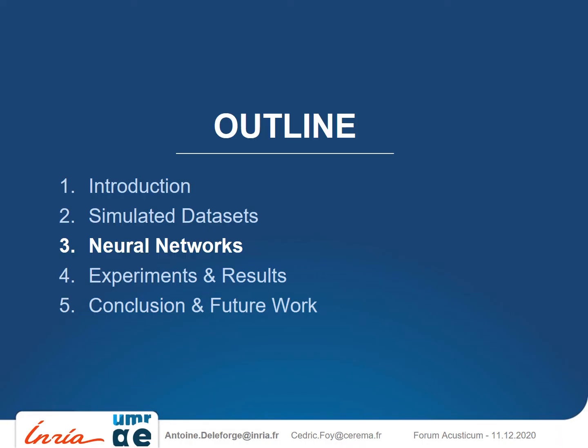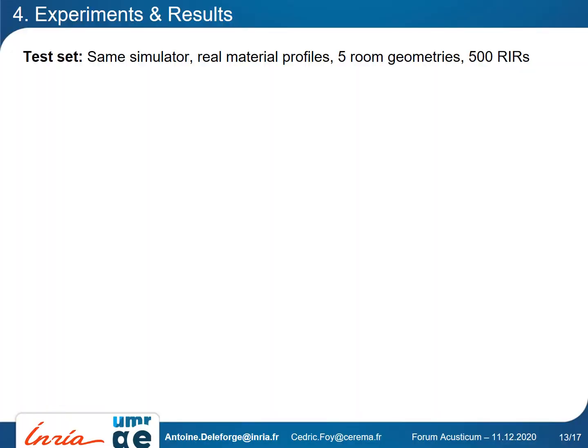We are now ready to move to the experiments and results. We first build a test set using the same simulator, but this time each surface has a random absorption profile drawn from a measured database of real materials. We used 5 different room geometries corresponding to typical real rooms and generated 500 RIRs in total.